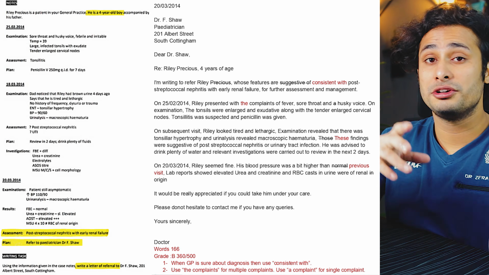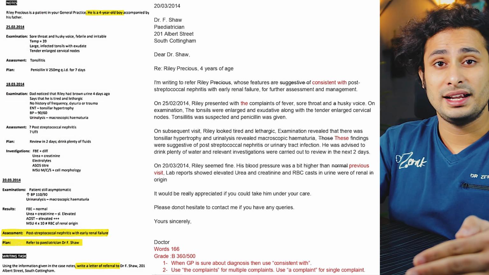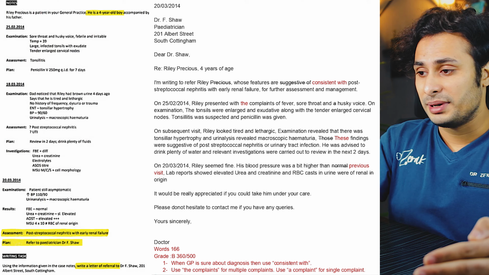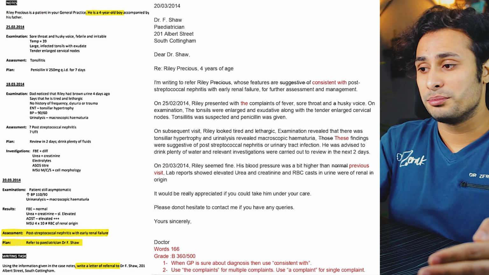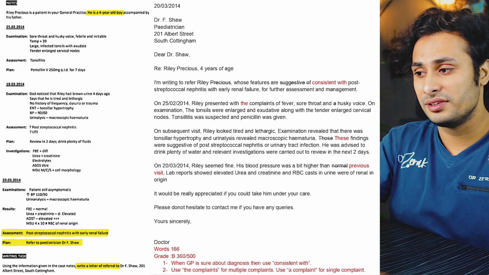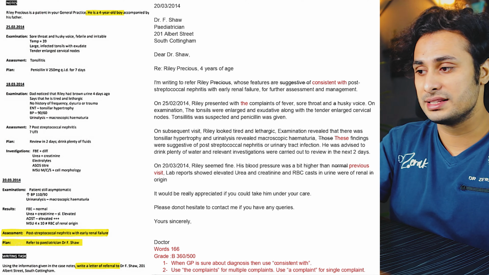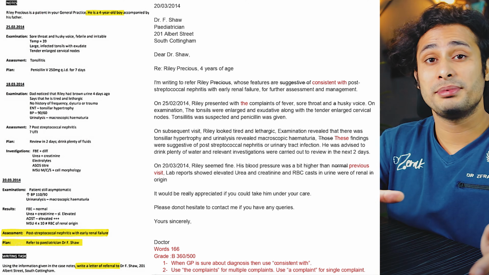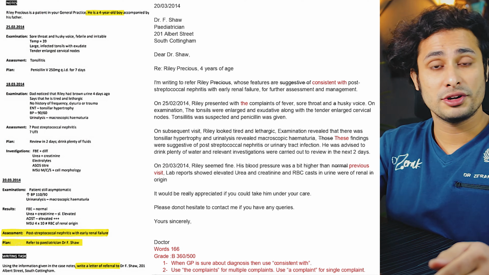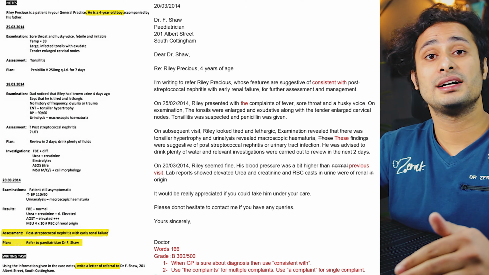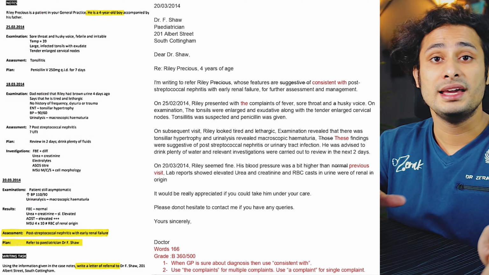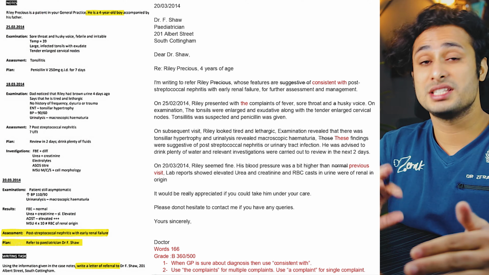Here is one thing you need to remember. When you come to the case note, at the end there is an assessment. In the assessment, the general practitioner assesses that the patient is having post-streptococcal nephritis with early renal failure. And after the renal failure, there is no question mark or there is nothing mentioned here. It means that the general practitioner is confident that the patient is having this problem. If there is a question mark here, it means that the general practitioner is not sure of the condition the patient is having.